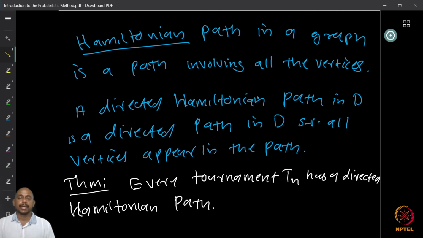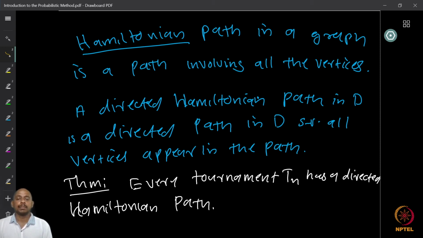vertices. Now, a directed Hamiltonian path in a directed graph is basically the same, where all the vertices are present, but the edges must be in the correct order. So if V1, V2, V3 to Vk is a path, then the edge must go from V1 to V2, V2 to V3, etc.